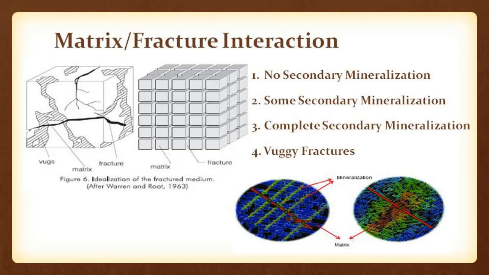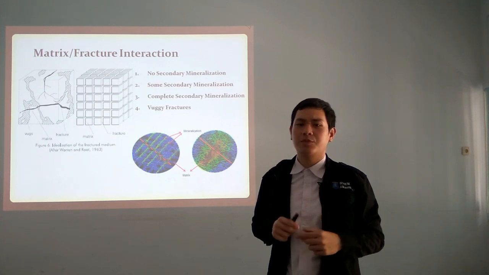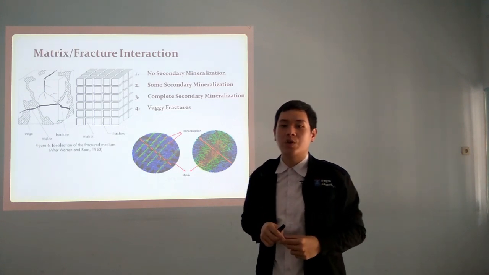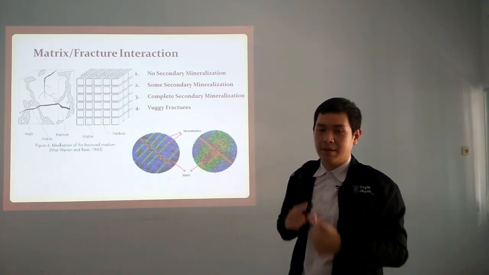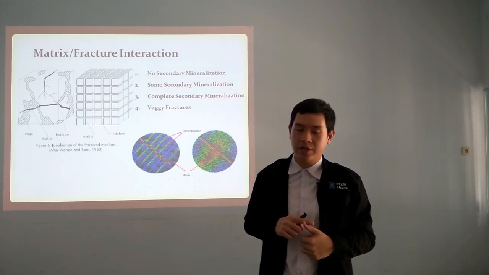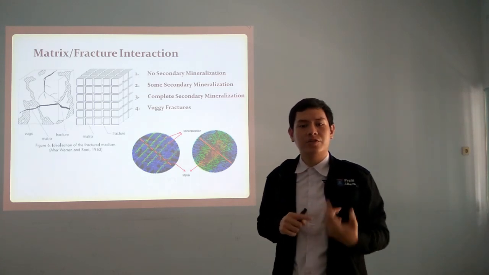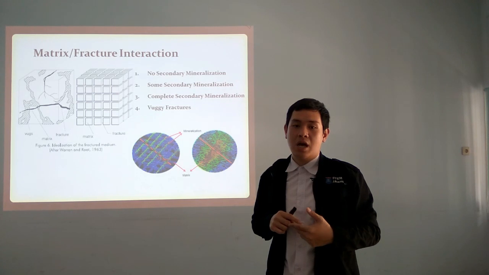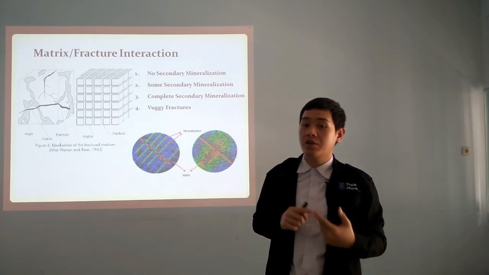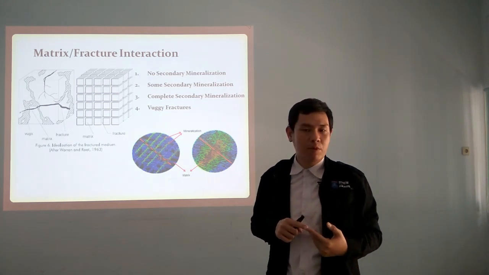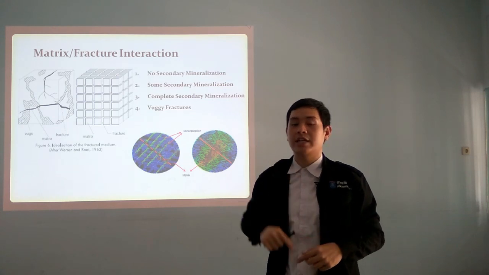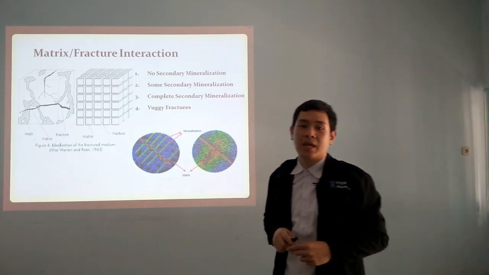Matrix or fracture interaction. Cores provide an excellent source of direct information for determining the kind of interaction that could be anticipated between fractures and matrix. Consider different possibilities. First, no secondary mineralization. When the natural fractures are open and have a negligible amount of secondary mineralization, the hydrocarbons move from the matrix to the fractures in an unrestricted way.